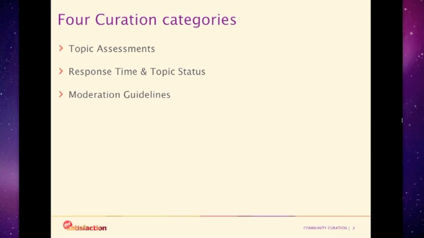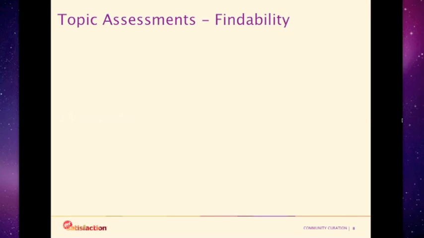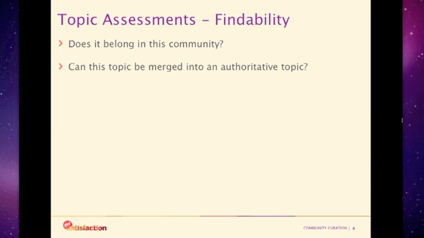So we've broken curation down into the following categories: topic assessments, response time and topic status, moderation guidelines, and guidelines for categorization. So first, let's talk about topic assessments. Findability. When responding to topics, you always want to ask, does it belong in this community? If it's not about your company, is there a community that you can move it to? Otherwise, just remove it.